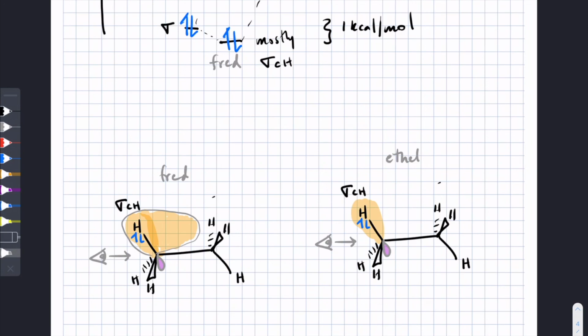The sigma star probably looks a lot like a sigma star, only it's going to be spread out a little bit in the direction of the carbon-hydrogen bond on the other side. Maybe even some of it reaching over there, I don't know.